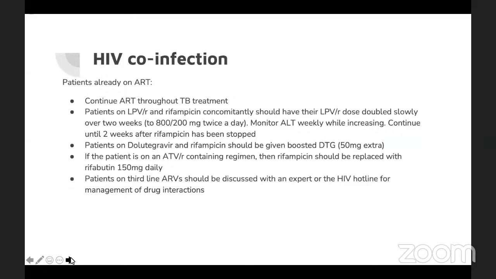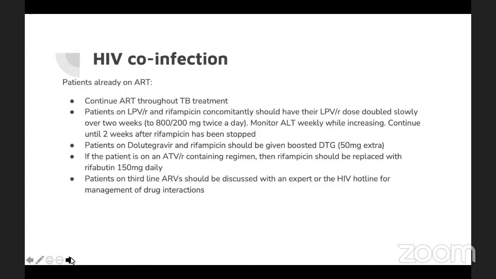Okay, HIV co-infection. Patients already on ARVs can continue with what they're on. There are just special considerations when you're on TB treatment, because rifampicin is an inducer of cytochrome P450. So patients on lopinavir/ritonavir should have their dose doubled slowly over 2 weeks, so a max of 800/200 BD. The ALT needs to be monitored weekly while increasing. You need to continue this dose until 2 weeks after stopping the rifampicin.